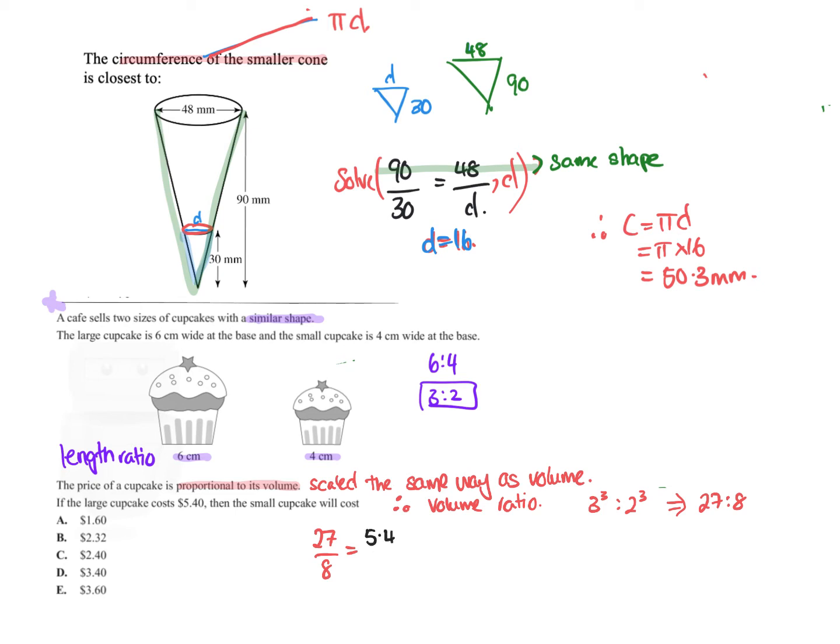So the big cupcake was $5.40, and we want to know the smaller cupcake's price. So then you can just solve for x, and we get x to be $1.60. And there's that answer.